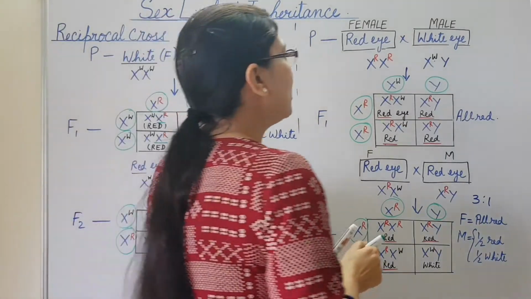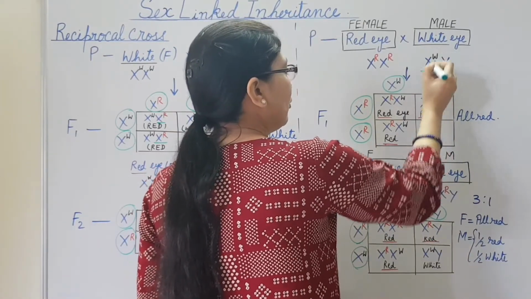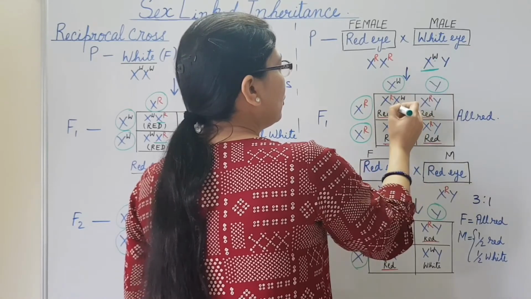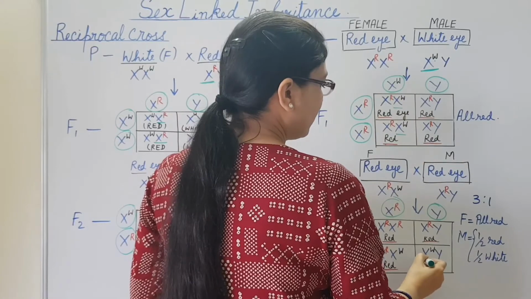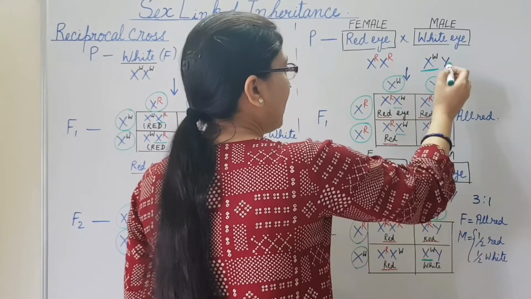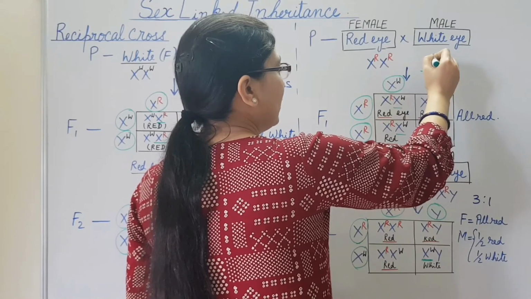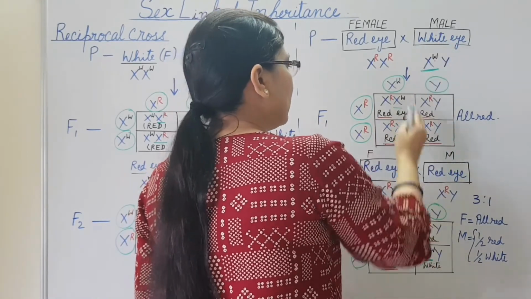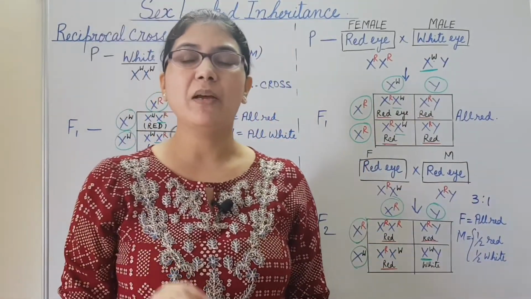We can observe a similar pattern here. Here the X chromosome containing the allele for the white eye color is transferred from the father to the daughter, and from the daughter it is transferred to the son. That means the X chromosome containing the allele for the white eye color is transferred from the father to the grandson via daughter. This is known as the criss-cross pattern of inheritance.